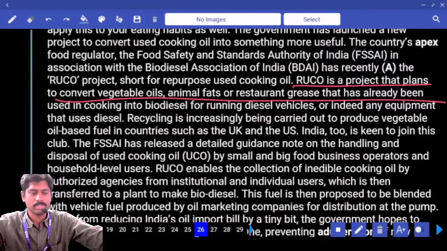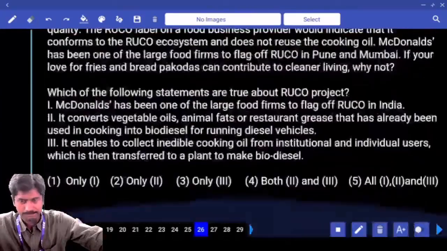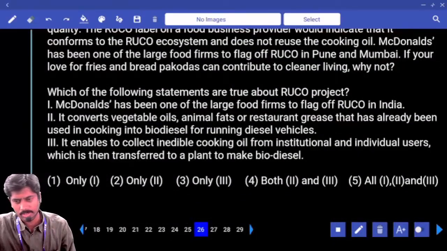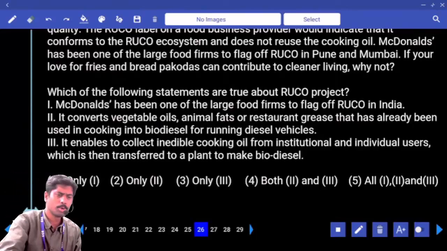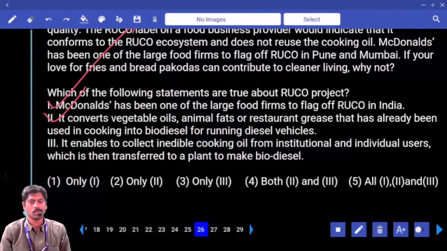Ruko is a project that plans to convert vegetable oils, animal fats, restaurant grease that has already been used in cooking into biodiesel for running diesel vehicles. It converts vegetable oils, animal fats, or restaurant grease that has already been used in cooking into biodiesel for diesel vehicles. True. Enables to collect edible cooking oil from institutional individual users.